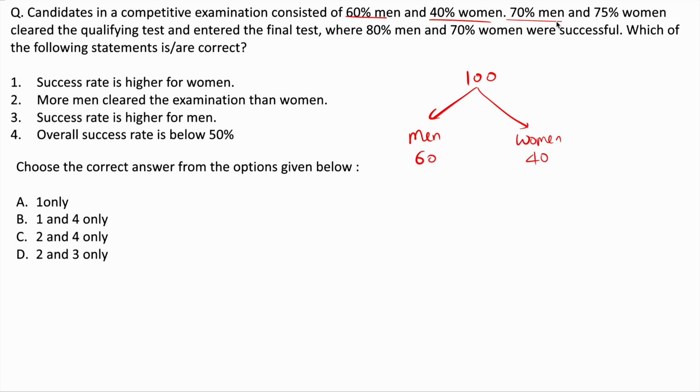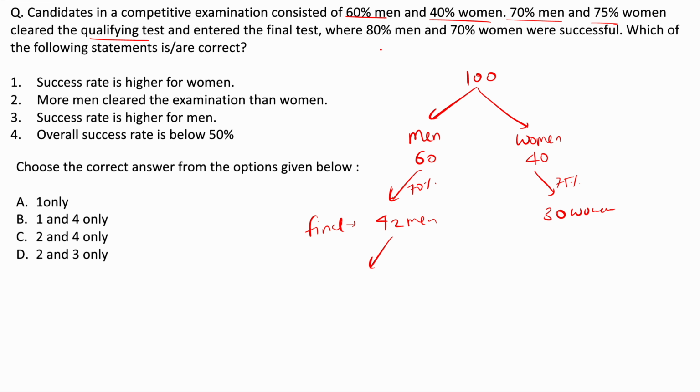70% men, 70% of 60 will be 42 men. And 75% women, 75% of 40. 75% is what? 3/4. 3/4 of 40 is 30. So 42 men and 30 women cleared the qualifying test and entered the final test. So 42 men and 30 women are basically entering the final test.